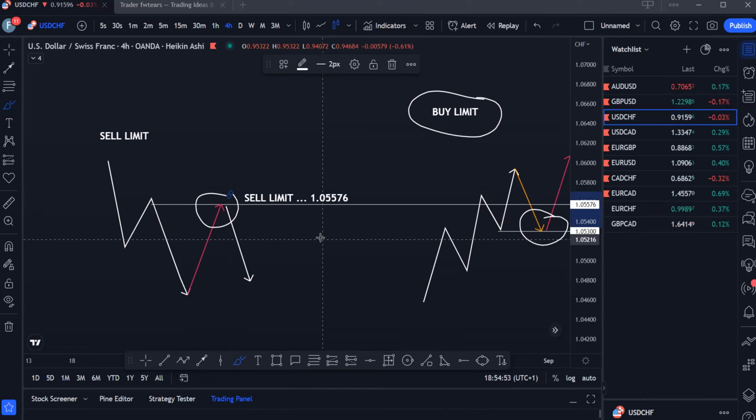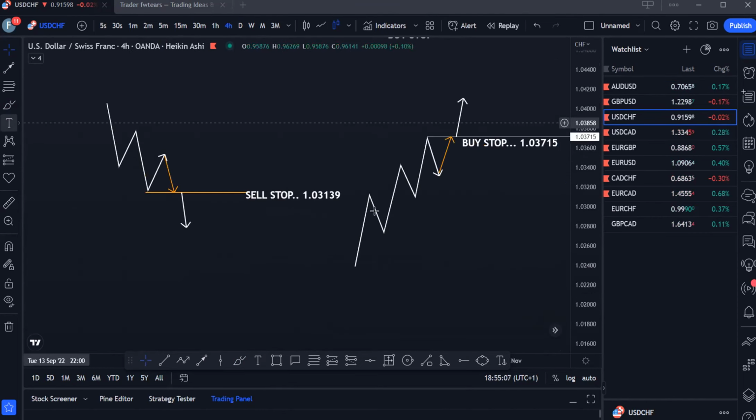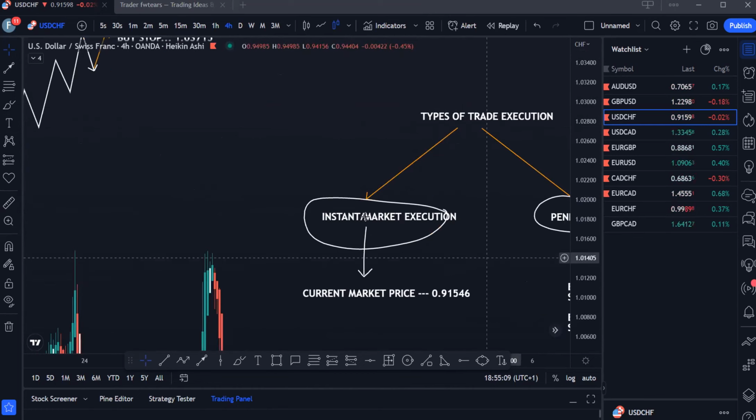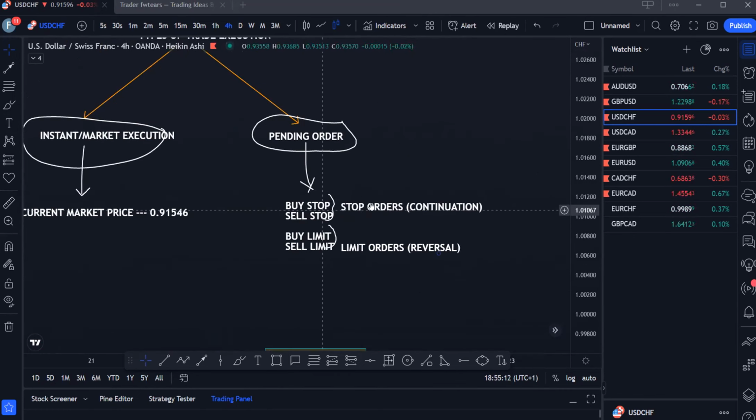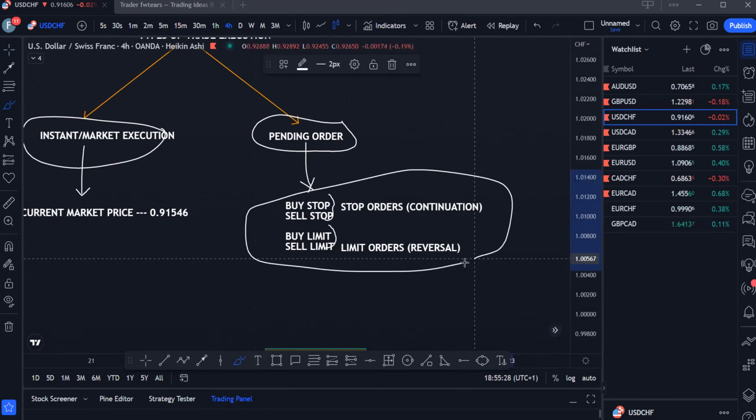Okay, but one thing that helped me really master pending orders is this concept. I categorized buy limits, buy stops into stop orders and what? Limit orders. And then I said that stop orders is if I want to continue the direction that the price is going, while limit orders is for reversal. So if you can understand this, you won't need to cram anything. It just comes to you naturally on what you're supposed to do.